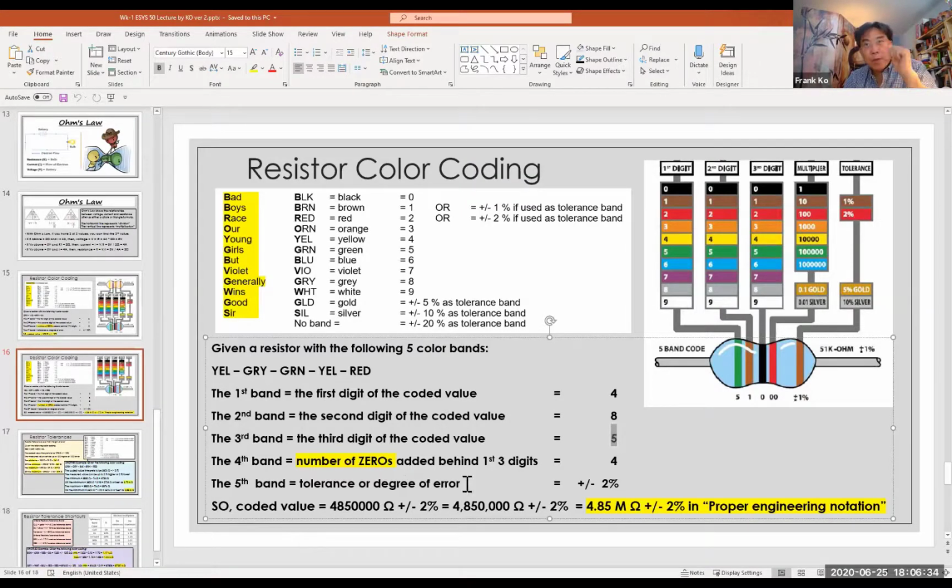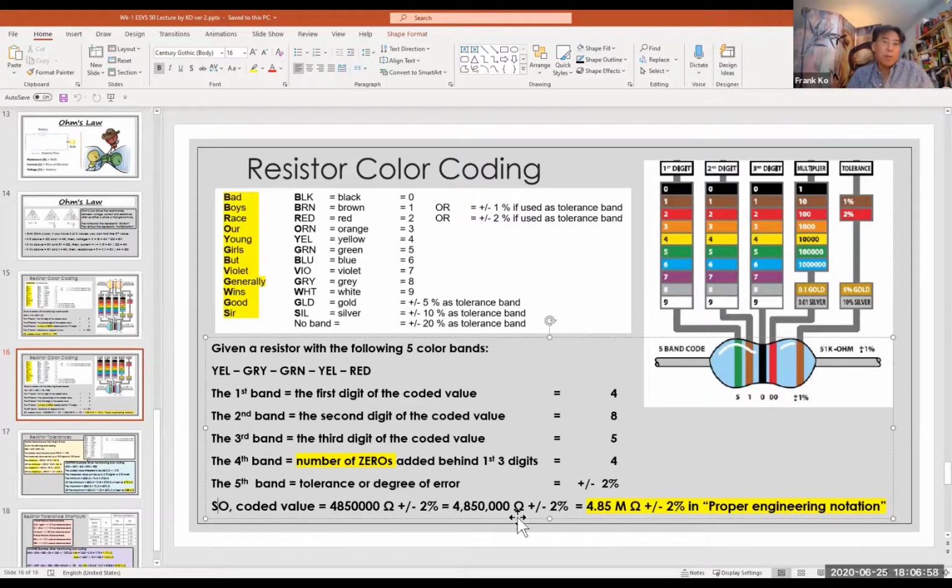And then the fifth band tells you the tolerance, and in this case, being red, the tolerance is plus or minus 2%. So the bottom line here is the coded value works out to be 485 followed by 4 zeros, plus or minus 2%. If you put in the commas, it becomes a little easier to read: 4,850,000 ohms plus or minus 2%.